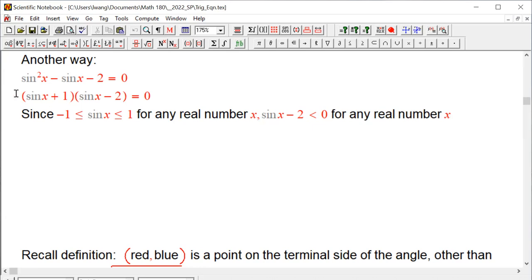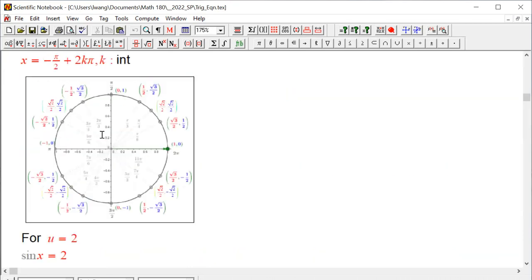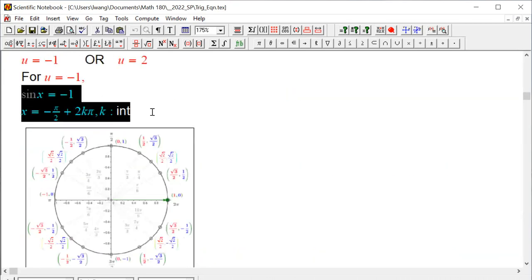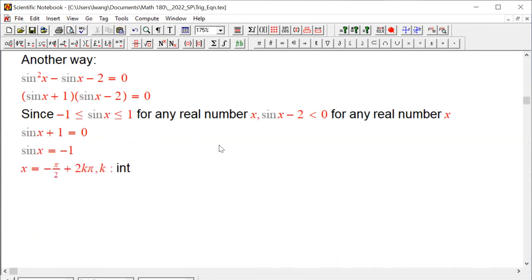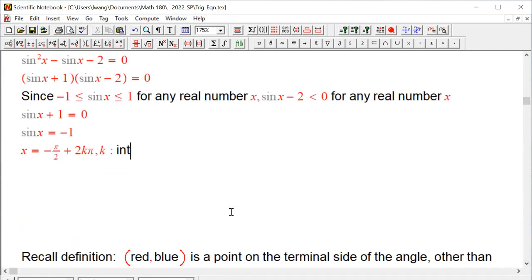As a result, if this product is 0, the next factor, sine x plus 1, has to be 0, because this piece will never be 0. This piece is always negative. Then from here, you can just go straight there. You can see the power of knowing the domain and range of these certain functions. It can really save you time and energy.